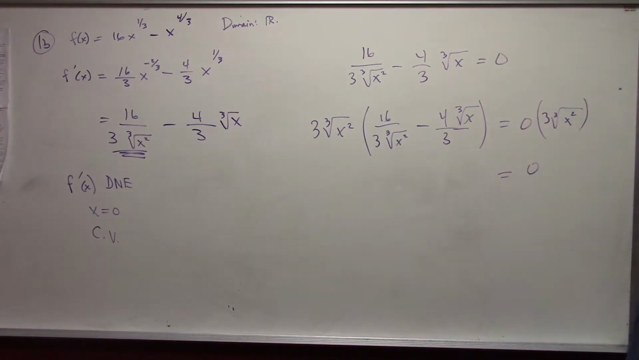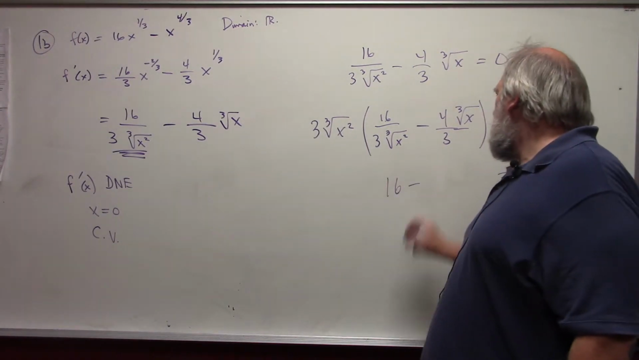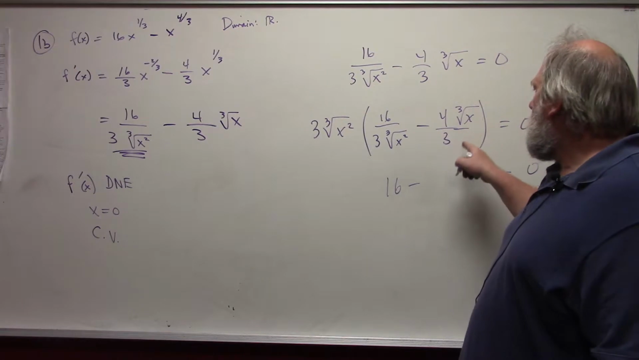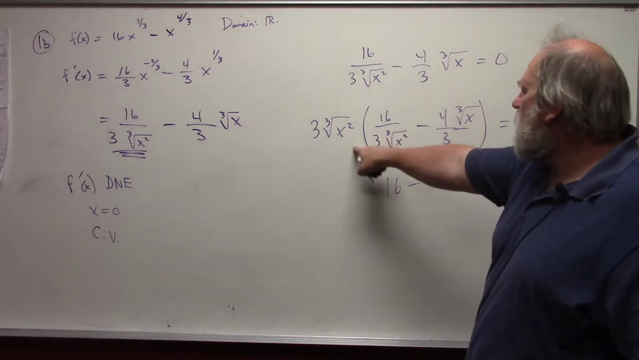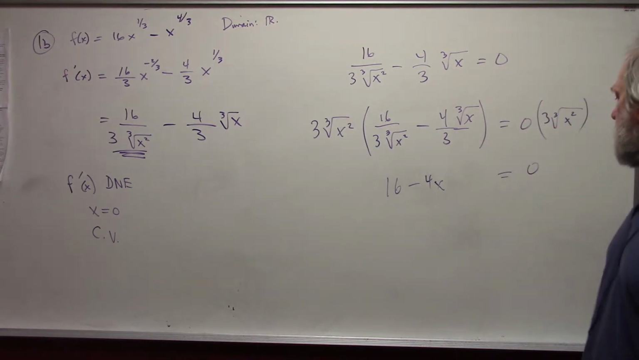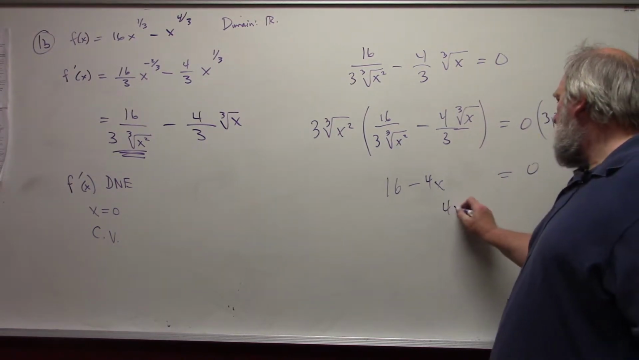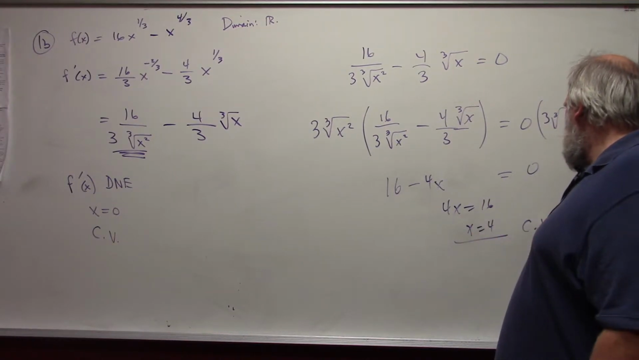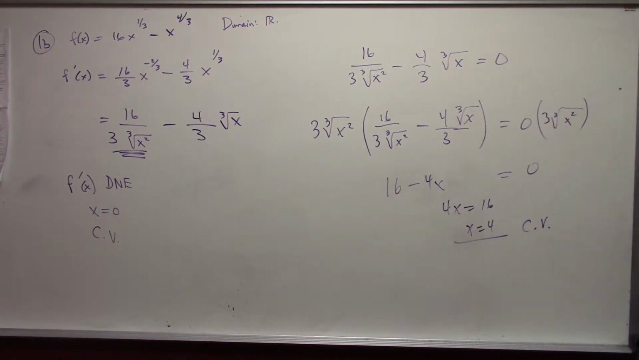Obviously, 0 times anything is 0. Over here, this leaves me with 16 minus, the 3's reduce, and I have 4 times the cube root of x squared times the cube root of x is x. So rather simple. We get 4x is equal to 16, so x equals 4. This is also a critical value. So this particular function has 2 critical values.